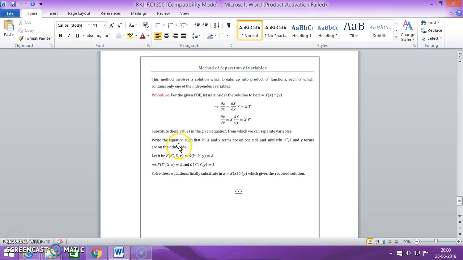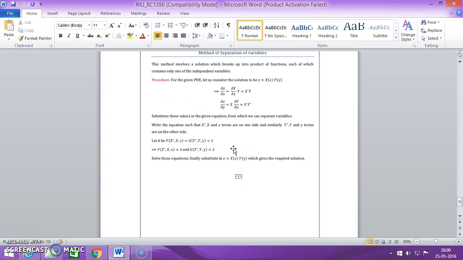And by using standard method we solve the equation for capital X and capital Y, and we use this method for solving heat equation and one dimensional wave equation, which we use frequently in engineering problems.